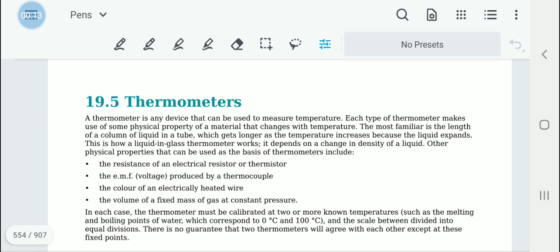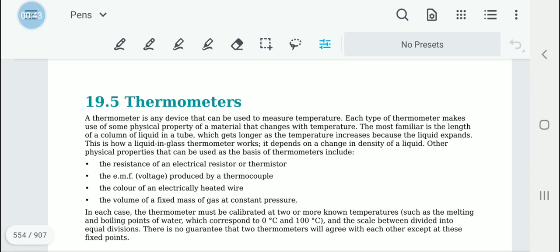So a thermometer is any device that can be used to measure the temperature, or take a reading about how much thermal energy is contained within it. What a thermometer does is make use of some physical quantity or physical property of a material that would change with temperature.